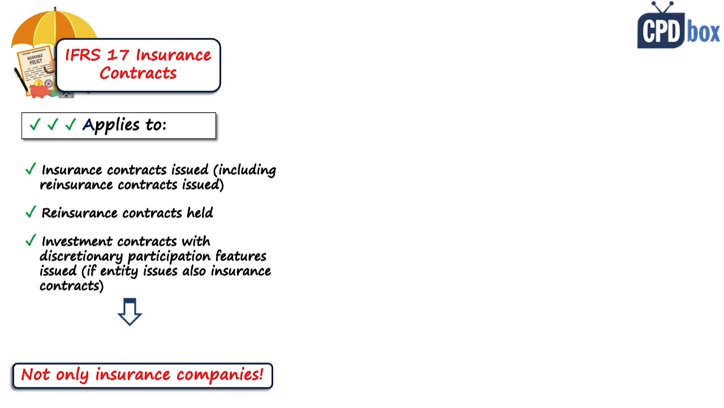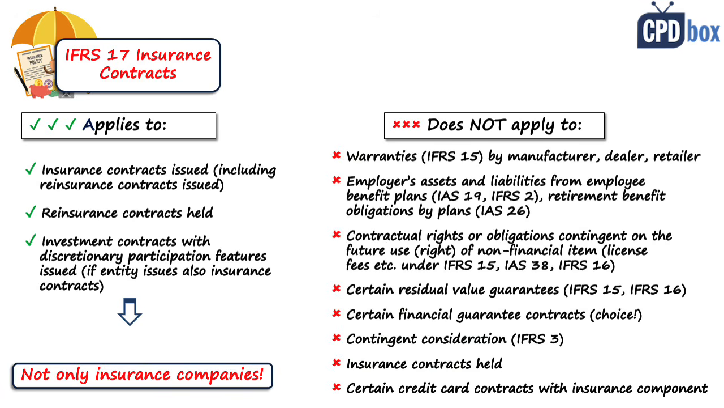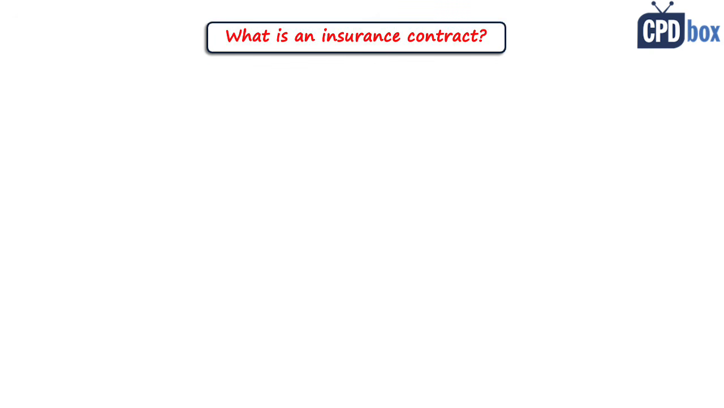Then the standard lists also items that are out of its scope. You can see them on the screen, so always check with the standard for similar items. And here, as you can see, are items that potentially would meet the definition of the insurance contract, but are simply excluded, like warranties. Let me bring your attention to insurance contracts held. So if you buy the insurance policy, you pay the insurance fee or premium, and you get insurance, IFRS 17 does not apply.